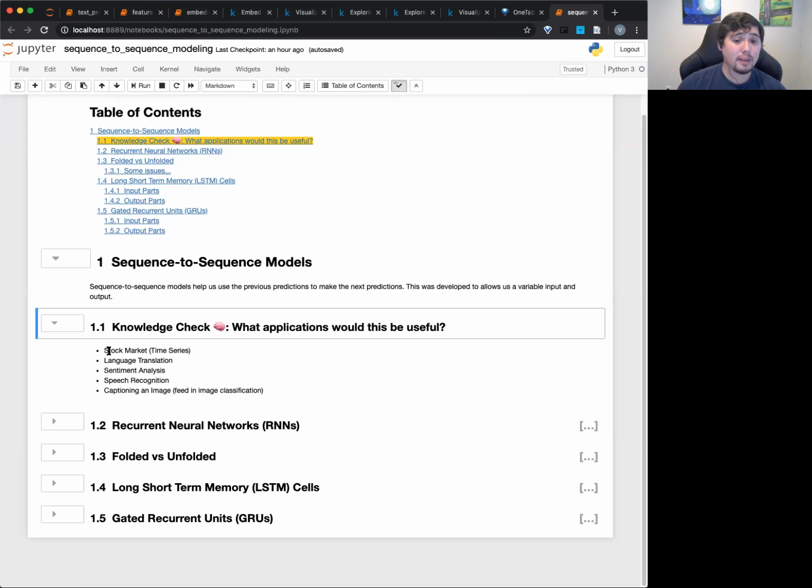We can also do things like the stock market and time series, because the things that were previously matter to what is going to happen next, right? If you saw the market going up in a certain direction, your prediction might be different than if the market was going down over a certain time. Language translation is also really useful. Unfortunately, it isn't as simple as just replacing the word with whatever the word is in the other language, right? It depends on what was previously said.